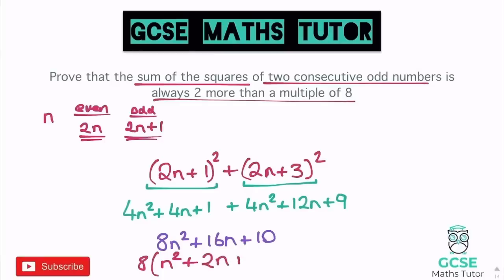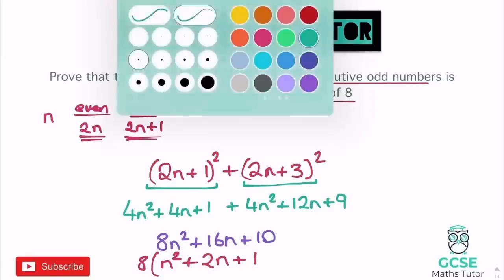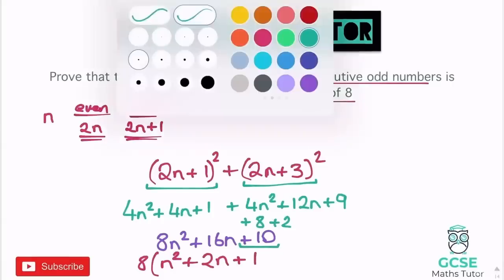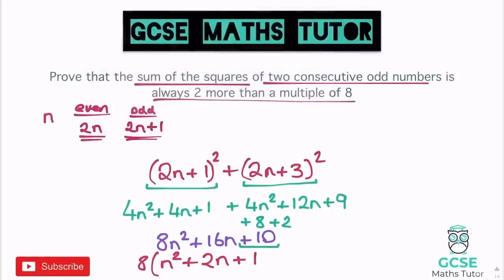But I can't divide this last piece by 8. 8 does fit in once though, doesn't it? But it leaves us a remainder, and my remainder would be 2. So if I split this number up, and you can do it like this or think of it as a remainder, if I was to write plus 8 plus 2 instead of plus 10, the 8 would divide by 8, giving me this plus 1, and then I would still have this plus 2 at the end that I've not factorised. And that there proves that. It proves that it's always 2 more than a multiple of 8.